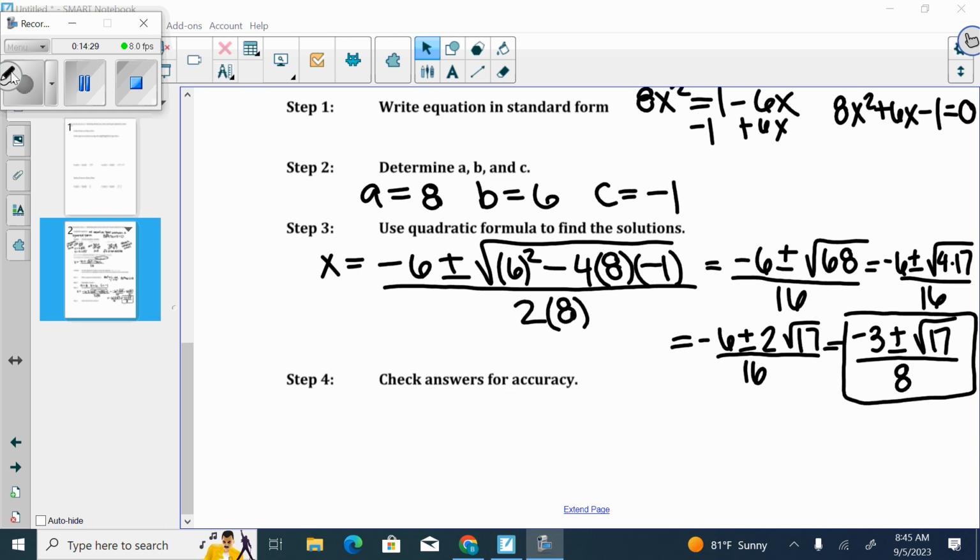Everybody got that? Okay. So we are going to have to type this in our calculator 2 separate times because there is no button for plus and minus, right? So for the first time we type it in the numerator, we're going to put in -3 plus the square root of 17 all over 8. Press enter, and there's our first solution. So what did we get there? Rounded to the hundredths place.